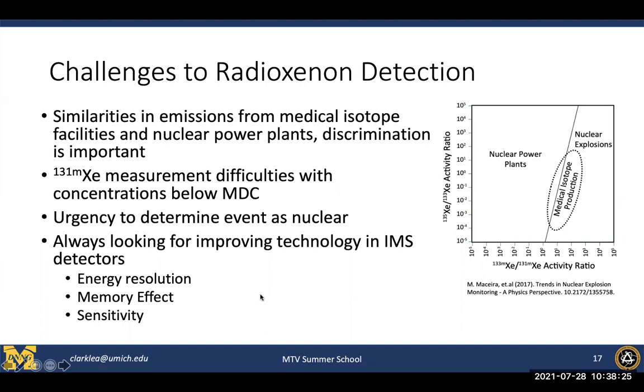And then a big challenge is the fact that we want to be able to determine if a nuclear test or nuclear explosion was actually there. So time is of the essence sometimes, and it's important that we can urgently and effectively test that the radioxenon in the atmosphere was actually from those as well. So we're always trying to look for improving our technologies in the IMS. Again, we look for ways to improve our energy resolution, to minimize this memory effect, and also to increase the sensitivity of the detectors.